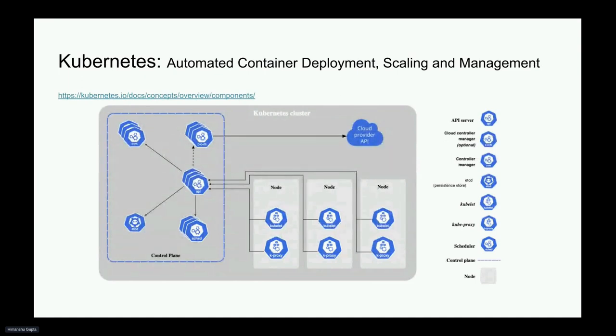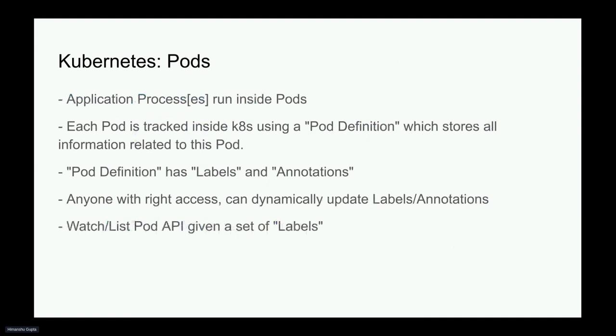Checking on time. I'll try to move quickly because I'm over time, but let's pass this slide. The basic thing is, in Kubernetes, everything is running inside something called pods. A pod is a Kubernetes term, and Kubernetes itself is tracking each pod using something called a pod definition. That's the metadata for the pod that Kubernetes maintains. Those pod definitions contain things like labels and annotations, more metadata. And anybody with the right access to the pod can dynamically update these labels and annotations. Even the processes running inside the pod can go and update their own pod definition's labels and annotations.